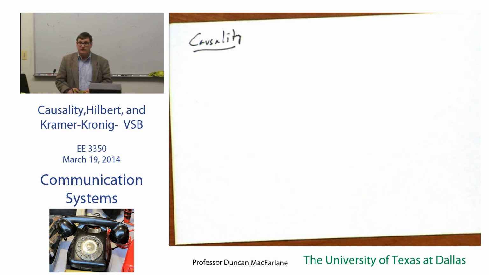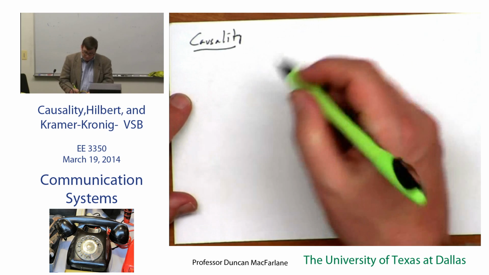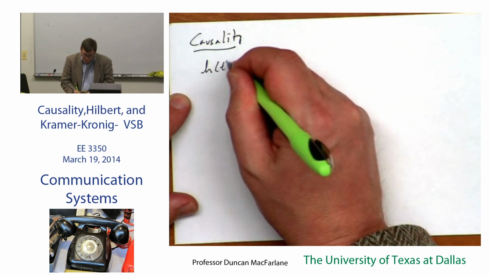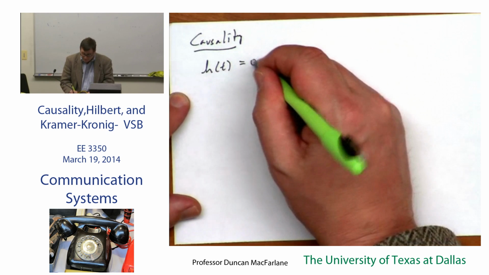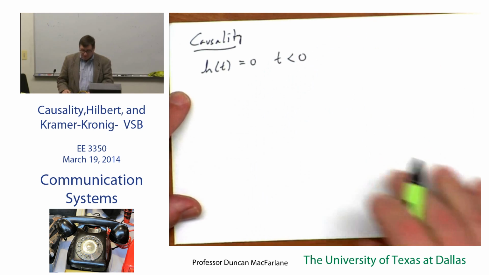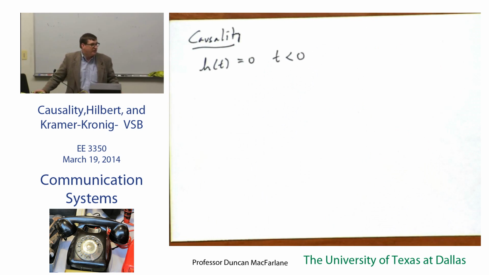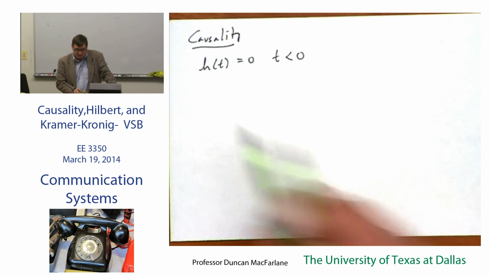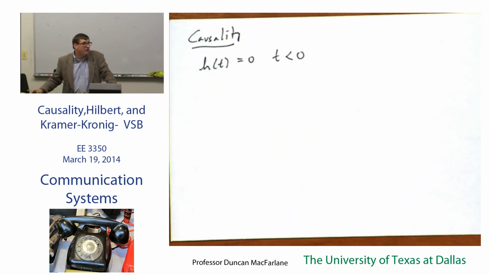That was a non-causal system, an anticipatory system. So h of t is equal to 0 for t less than 0. That's an observation or a definition of what a causal system is. Since the delta function comes at t equals 0, then h of t had better be quiescent, or 0, prior to that excitation, prior to that thwap of the delta function.